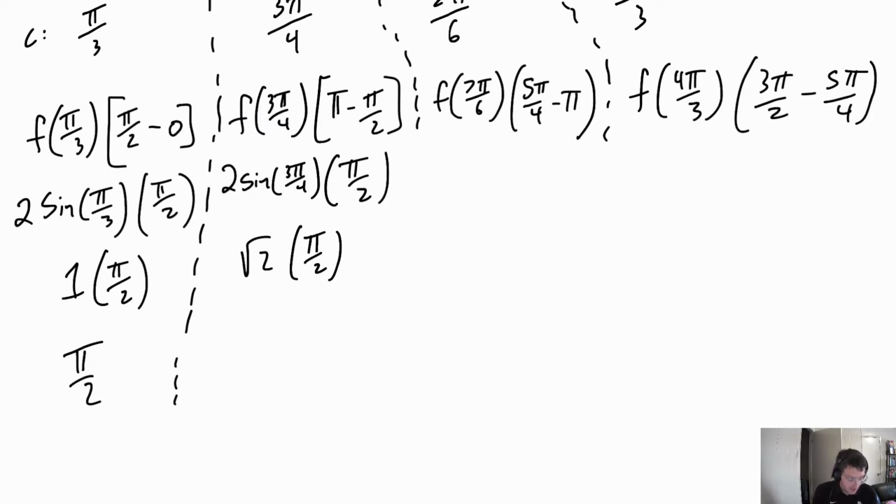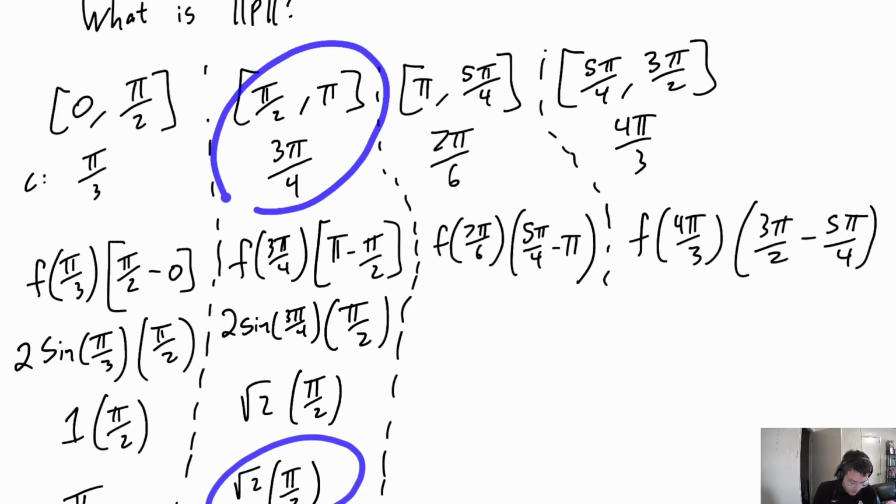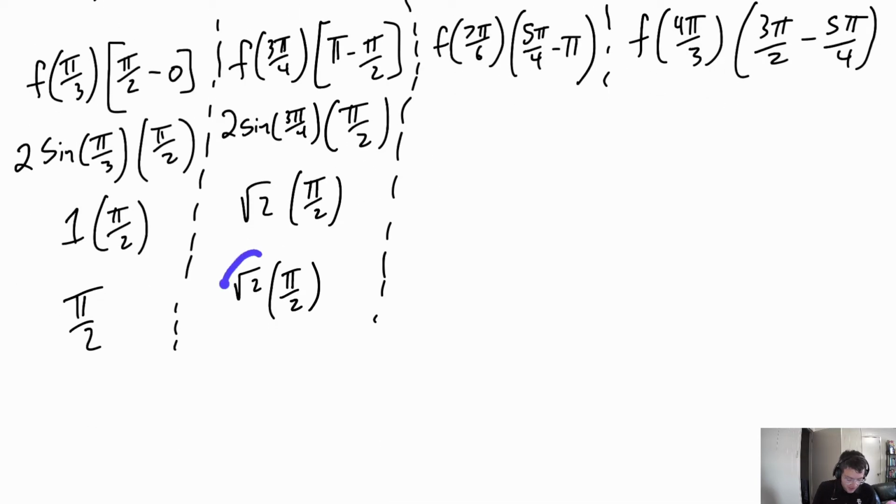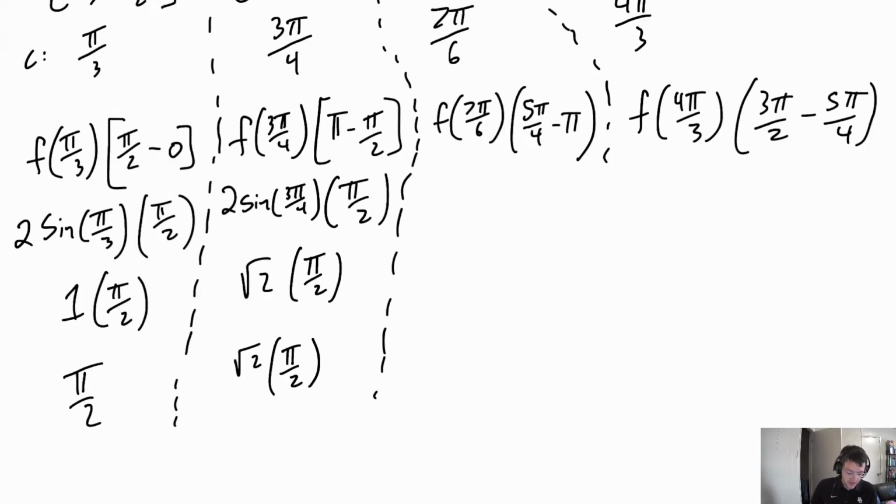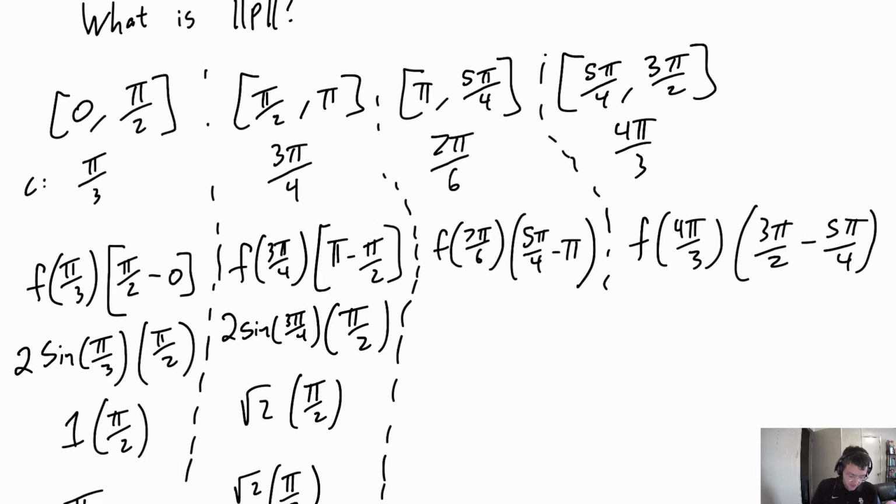So we get square root of 2 times pi over 2, which doesn't have really a nice simple way to rewrite it. But this square root of 2 times pi over 2 is the area of this rectangle. And the fact that this is positive tells us that this rectangle lies above the x-axis. Remember, because we're dealing with signed area, if things are above the x-axis, they have a positive area. If they're below the x-axis, they have a negative area.